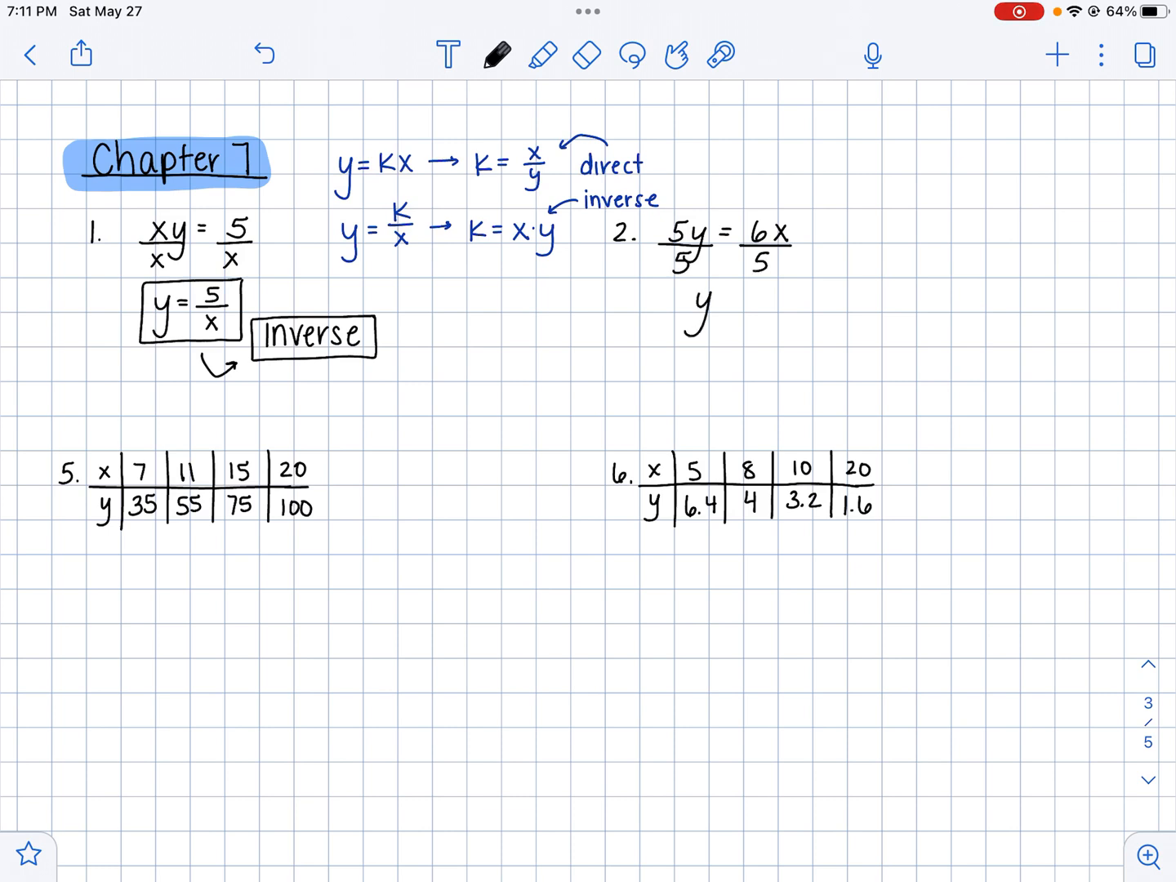Number 2, to get y alone, I'm going to divide by 5, and so I get y is equal to 6x over 5. And because x is in the numerator, this would be direct variation. So that would be your answer.